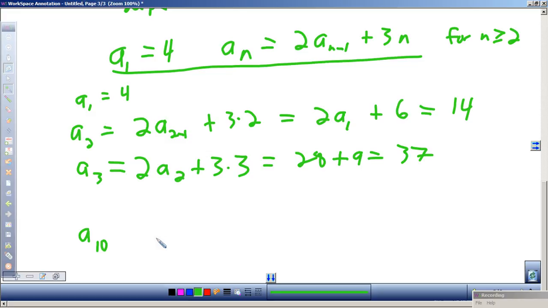This is why we call it recursive, because each term is dependent on the previous term. So you can't just instantly jump to the answer. Like with the explicit formula, when you plugged in n, you instantly got the nth term, right? Here, we plug in 10. To get the 10th term, we're going to have to go back, get the 9th term, the 8th term, 7th, 6th, all the way back.